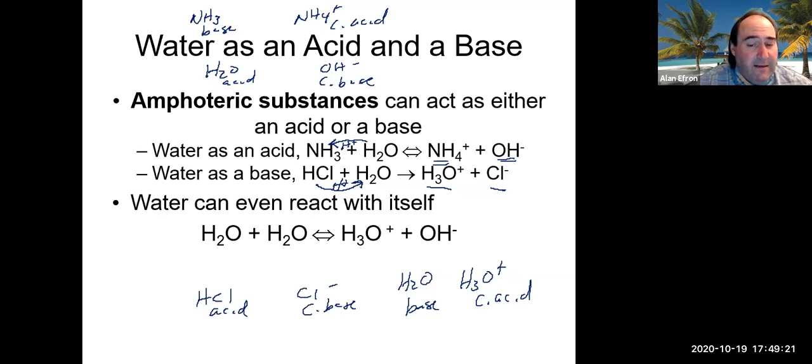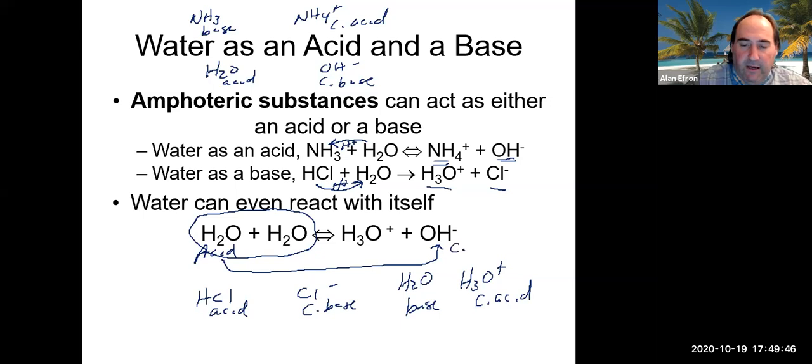It can act as an acid and a base, and it can even act with itself, which is sometimes referred to as the autoionization of water. In this case, one water is acting as the acid, the other is acting as the base, and that's essentially what's going on in water all the time. You've got this acid-base reaction occurring. If this guy is our acid, he's going to donate, and this would be our conjugate base. And if this guy was our base, this guy here would be our conjugate acid.